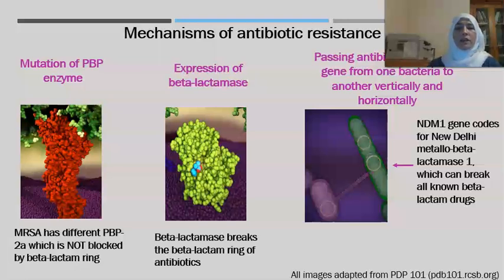Bacteria can also express a special enzyme called beta-lactamase, which specifically binds the beta-lactam ring and destroys it, making beta-lactam antibiotics ineffective again. A similar example is the expression of the NDM1 gene, which codes for New Delhi metallo-beta-lactamase 1, which can break all known beta-lactam rings. In addition, these kinds of resistance genes located on small plasmids of bacteria can be passed to other bacteria both horizontally or vertically through generations.